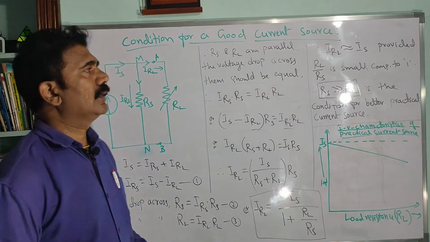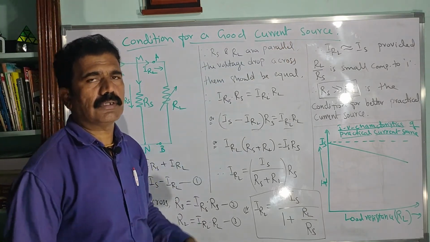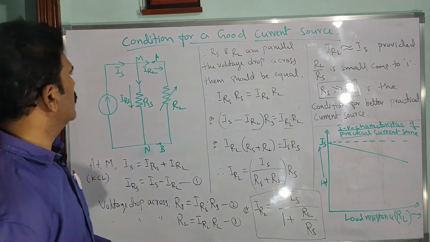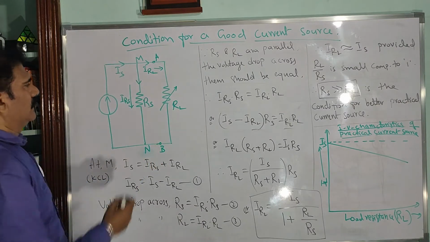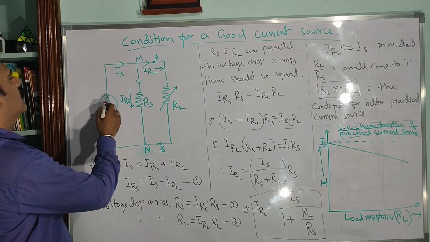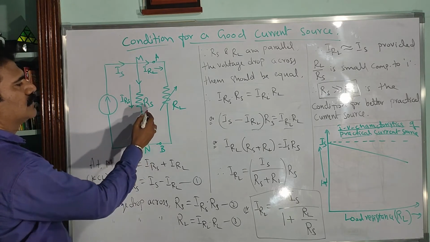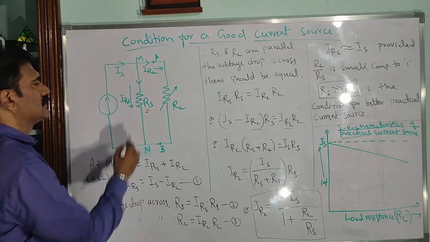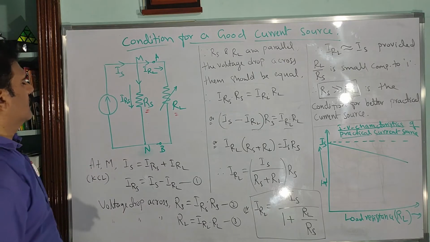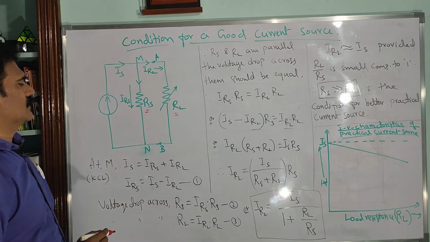Now let us see how to get a good current source, because it is not possible to have an ideal current source. At least what is the better way to get a good current source? Let us see a simple circuit for that. Consider a current source, and the current IS from the current source passes through two resistors. Internally we have a resistor called RS, the internal resistance, and the external resistance is the load resistor RL. Clear? Now consider the completed loop of the circuit with a current source.